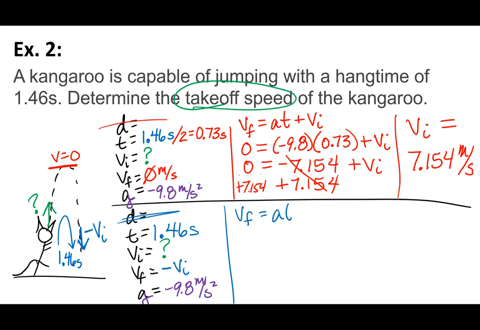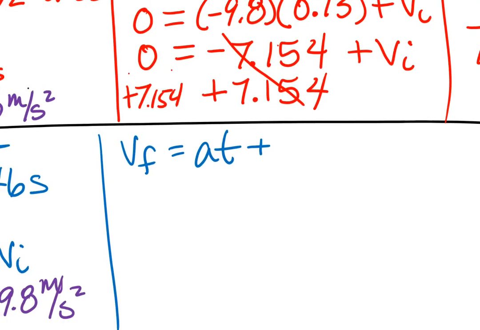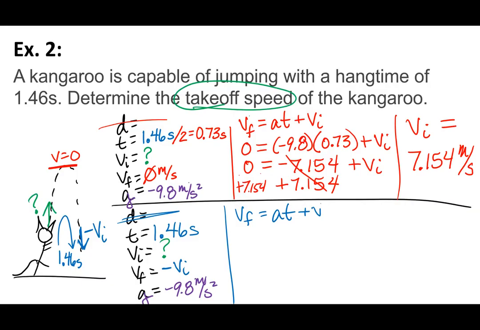VF equals AT plus VI. So now I'm going to plug this in. Negative VI equals negative 9.8 times 1.46 plus VI. Now I'm doing that because we don't know what the VF is. We don't know what the initial is in order to make it the negative, but we do know that it is negative VI.